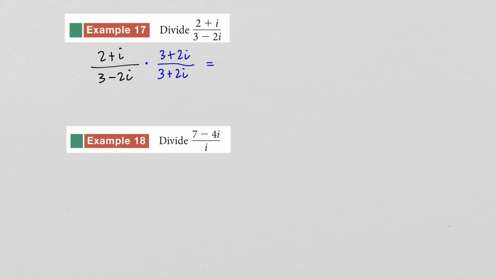Now, why do we do this? Well, it's because in the bottom, when you multiply these together, these are complex conjugates. And so the answer here is going to be 3 squared plus 2 squared, which we know is 13. And then on top, you just have to FOIL.